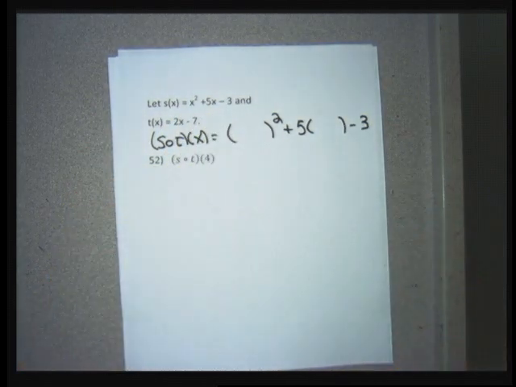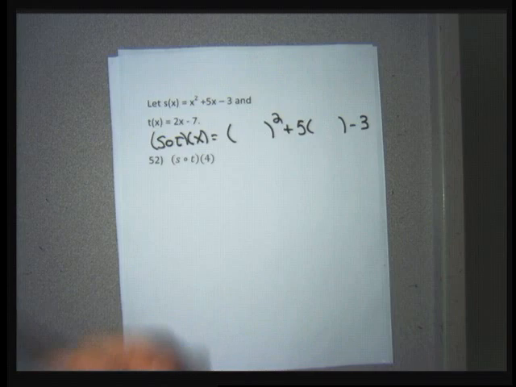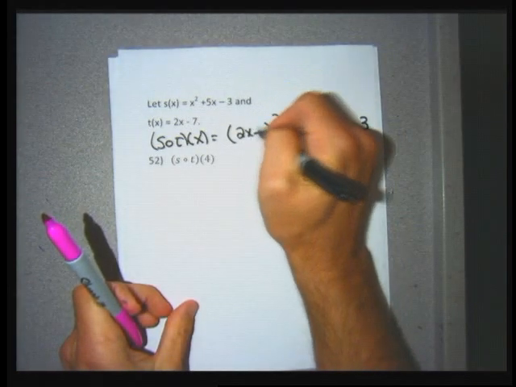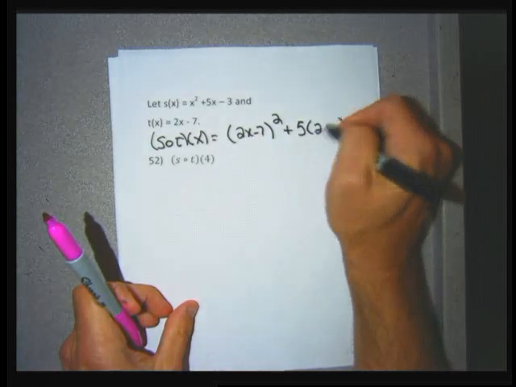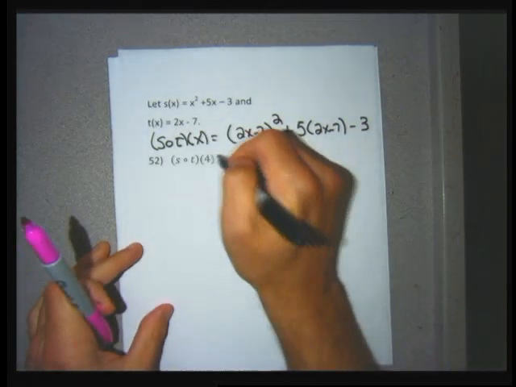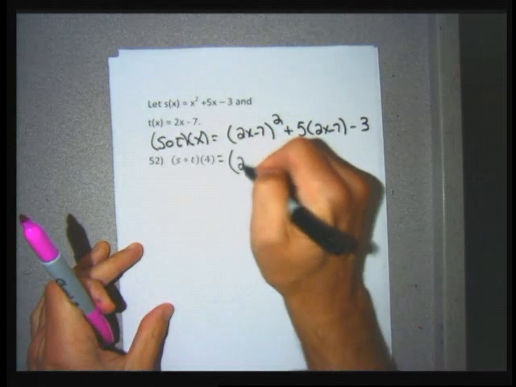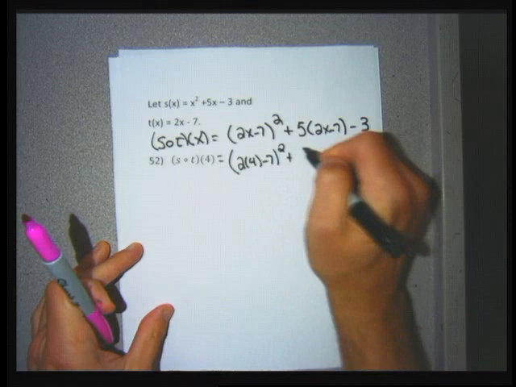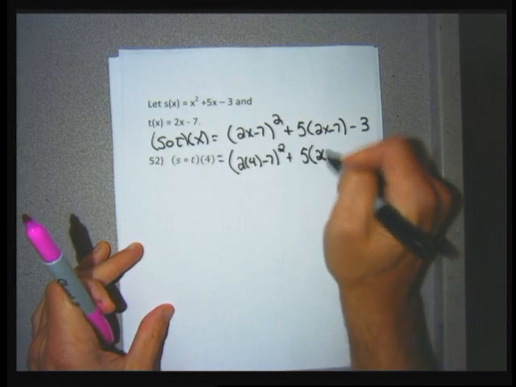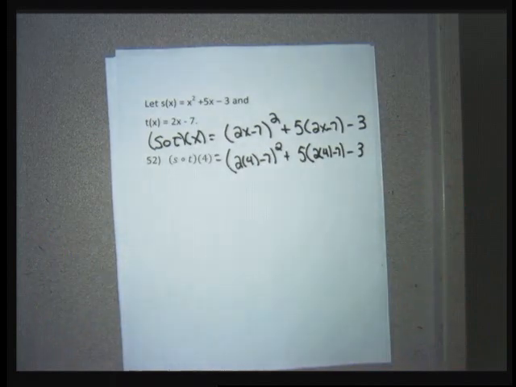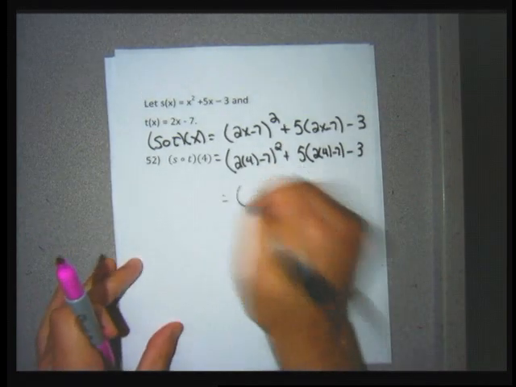I write it without the x's. I write parentheses where the x was. Inside the parentheses, I write the right side of the t function, which is 2x minus 7. I don't need to simplify that because I'm allowed to plug 4 in for the x's, and it's a lot easier to simplify with the 4 than it is with the x. So I've changed the x's to 4, and I simplify.